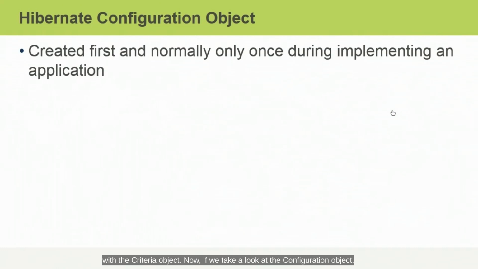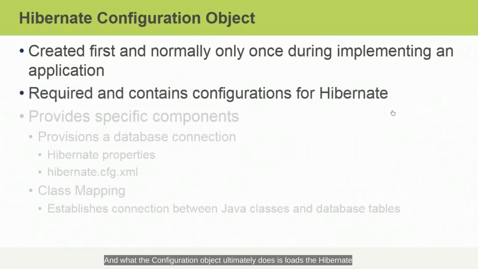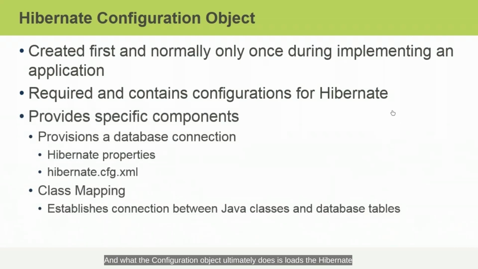Now, if we take a look at the configuration object, it is typically created first and normally only once during implementing an application, so once at startup. And what the configuration object ultimately does is load the Hibernate properties file or hibernate.cfg.xml file, which ultimately contains all of the database connection properties that are required to connect to your database.